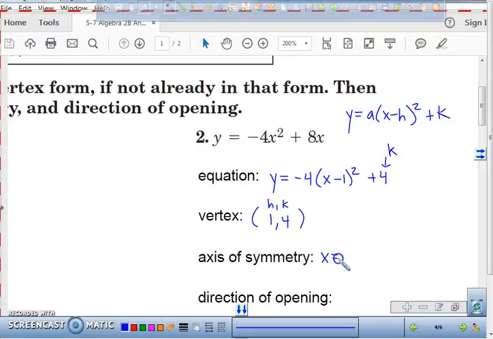Our axis of symmetry is x is equal to your h value. What is x equal to? 1. And you see how it's a negative? Since it's a negative right here, what's the opening? The opening is down.